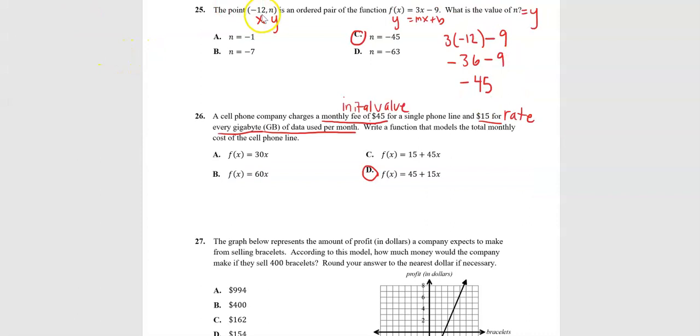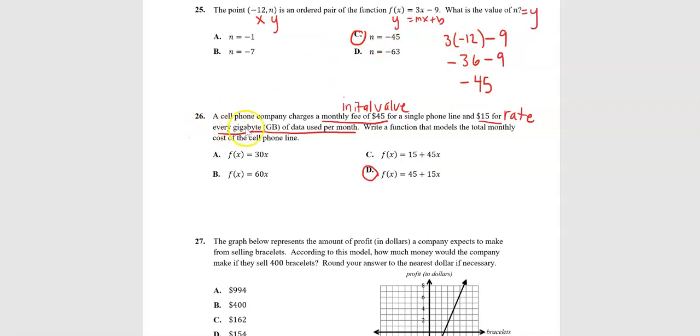For number 25, we have a point, negative 12, n, in the ordered pair of the function f of x equals 3x minus 9, and we need to find the value of n. Because this is an ordered pair, we can correctly assume that negative 12 is x and n would be representative of y. Because our function is in the same format as our linear function in slope-intercept form, we can assume that f of x, the answer, is the same as y. So what it's really asking is, when it asks for the value of n, what's the value of y. So all I'm going to do is replace x with a negative 12, solve, and I get negative 45.